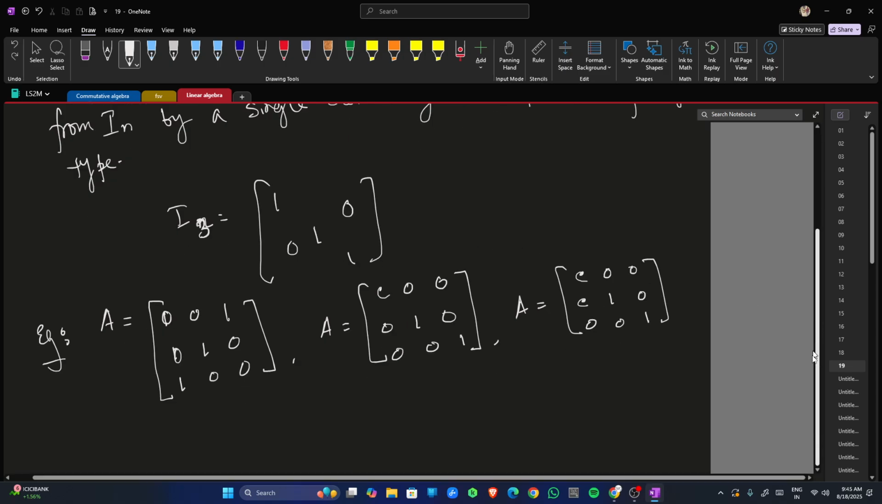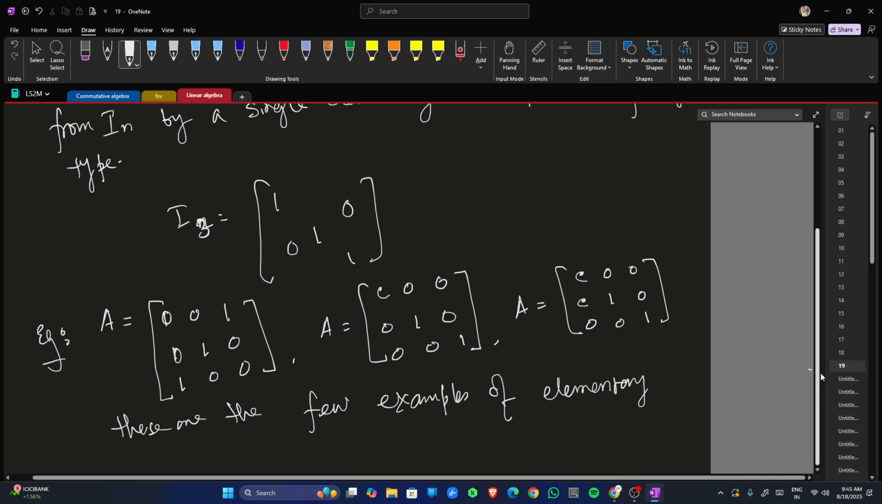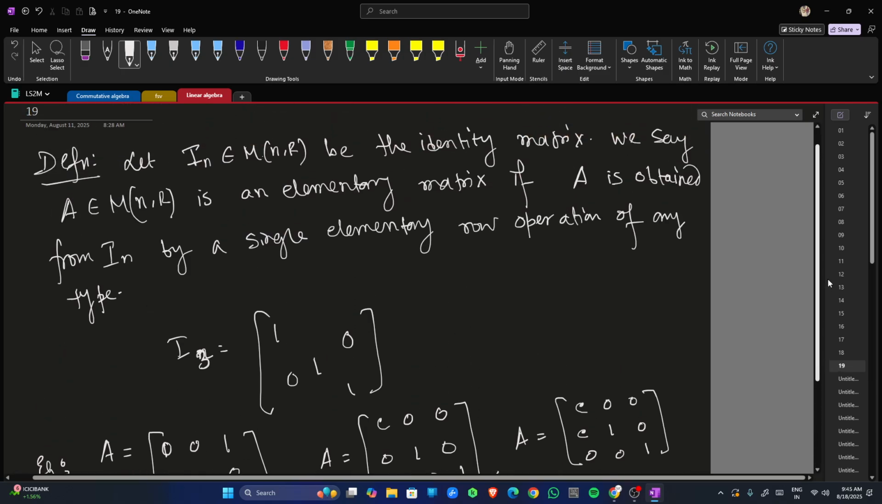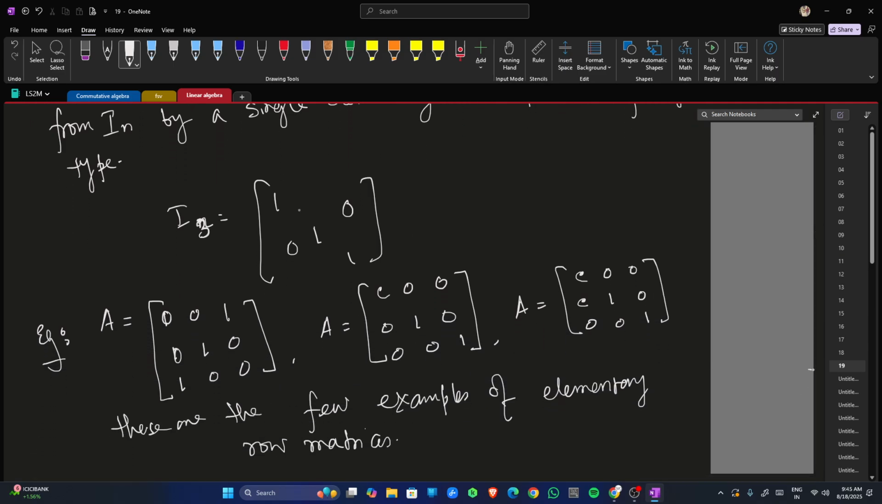So all these are the few examples of elementary row matrices. Okay, so now we can produce as many elementary matrices as you can.